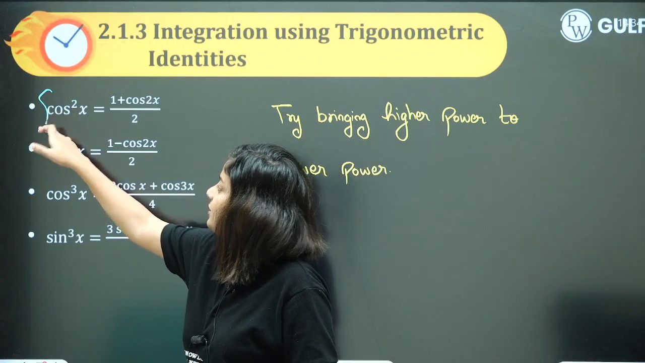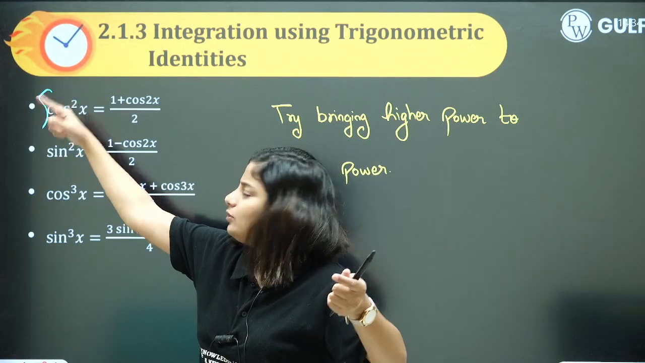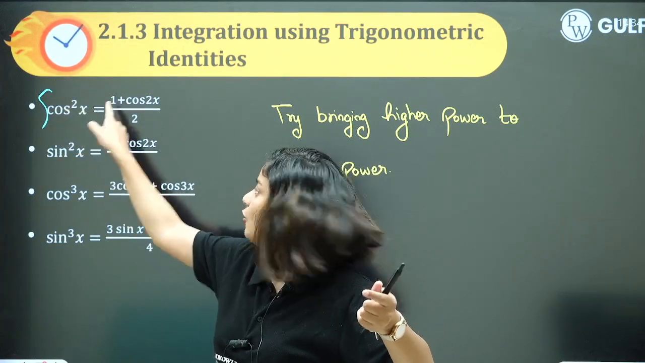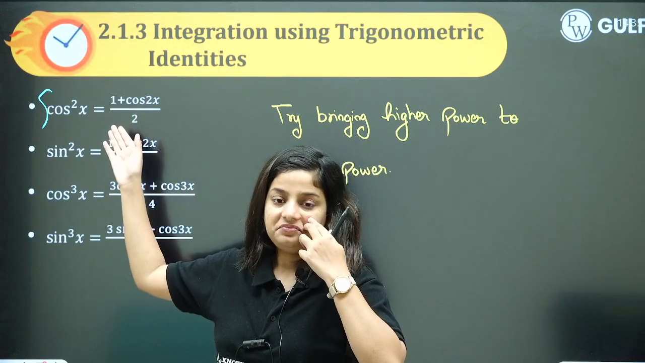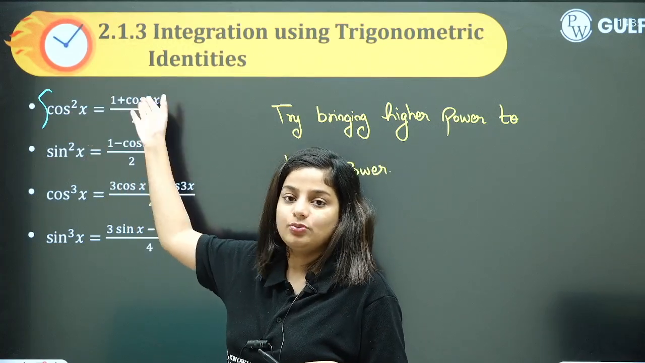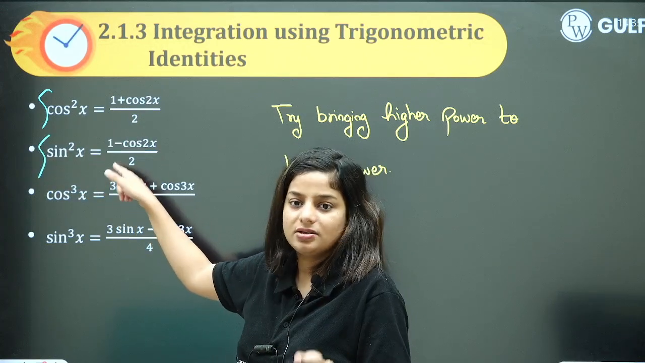If you have the integral of cos square x, we don't know the formula for cos square. So try to get rid of this 2. Remove the 2 and bring 1 in the power. Make it linear. How? Cos square x is (1 plus cos 2x) by 2. If you have the integration of sin square x, you can write it as (1 minus cos 2x) by 2.